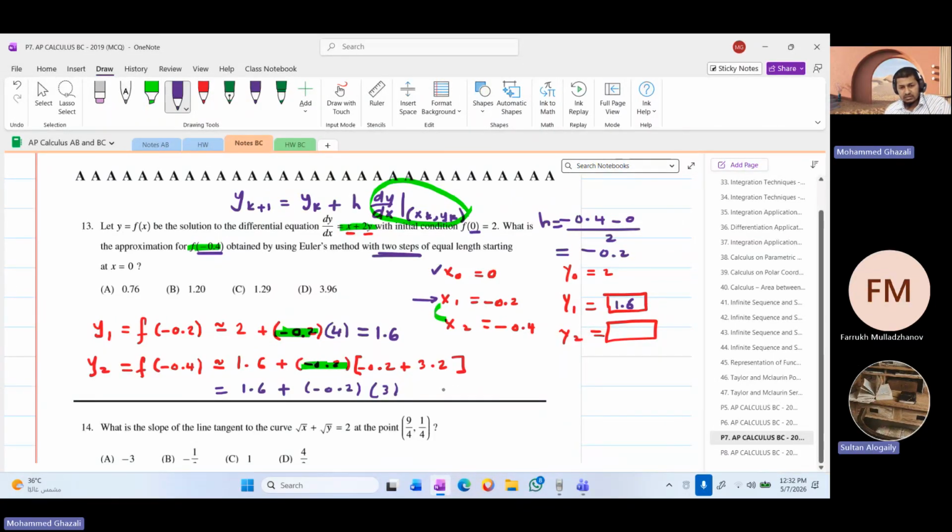Negative, what is it? 0.06. Yeah, so what is this? Negative 0.06. Something is wrong with that. There is no answer 1.